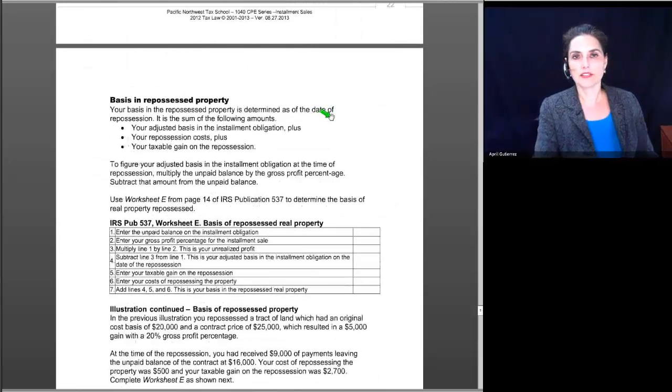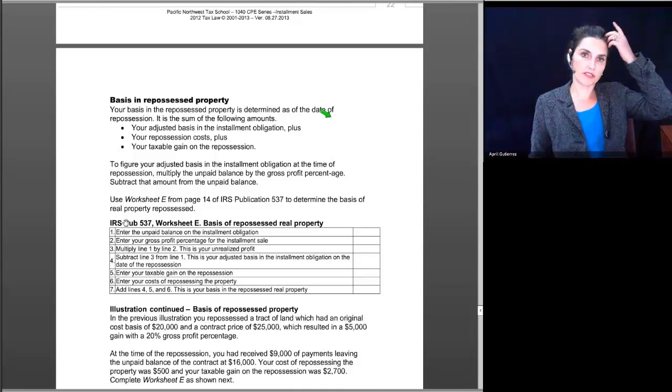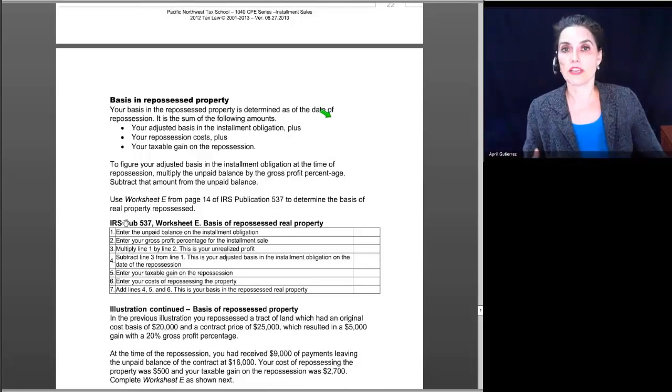Now what happens next? Well, you now have property that you have repossessed. You've paid tax on the repossession. And now how do you figure out what your basis is in the property? Now that you've got it, you're going to either start depreciating it again because it's being used for business, you decide to turn it back into a rental, say, or maybe you decide to sell it again.